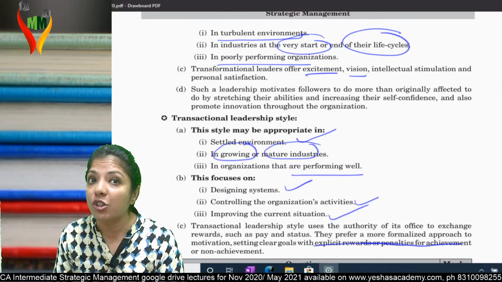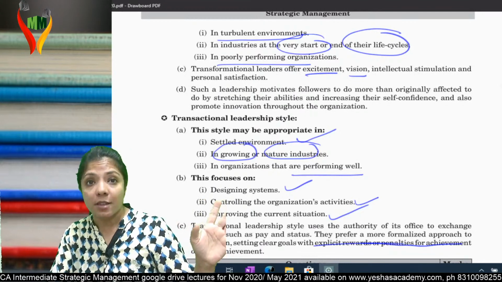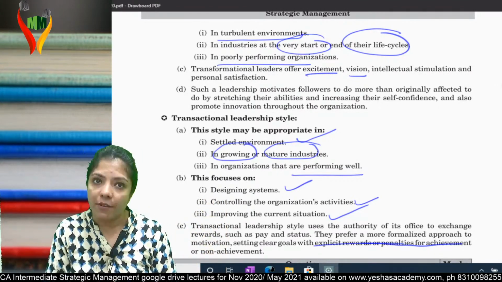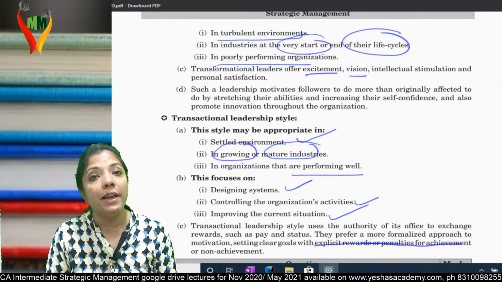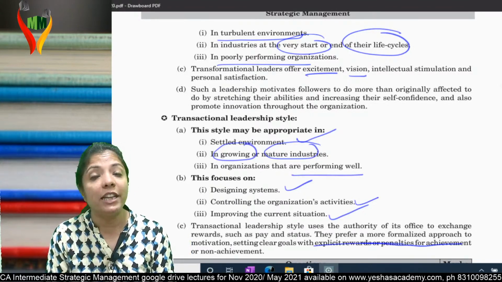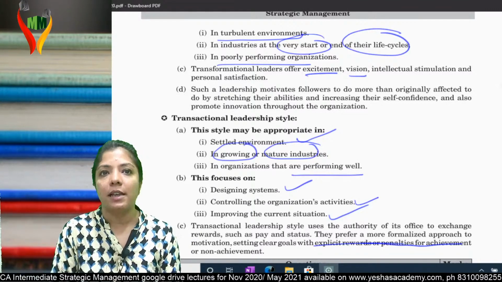So we are done with chapter 6 except one part. We started with chapter 7. So tomorrow I'll be completing chapter 6. I'll be completing chapter 7. And if time permits, I'll start with chapter 8.